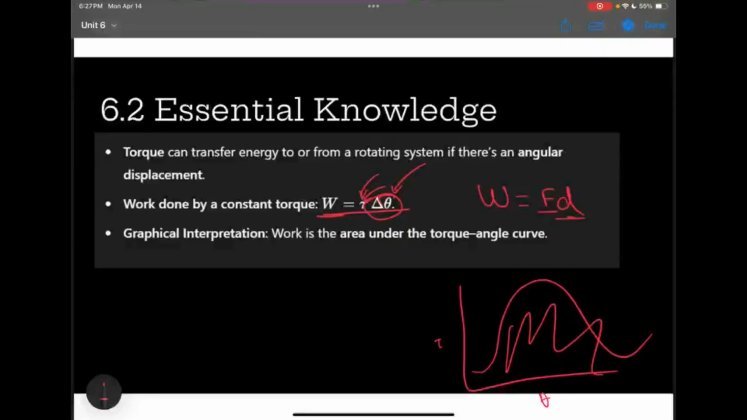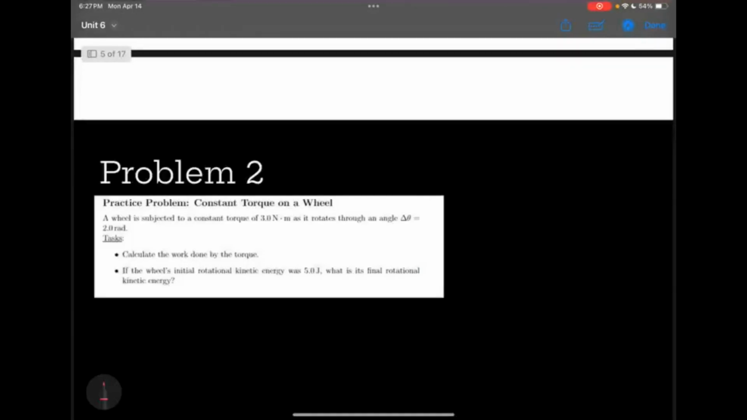That's because whenever you have a graph, an area would be like the multiplication of the y-axis and the x-axis. That's just something that's good to know. A slope would be dividing the two, and so on. Anyway, so let's go into problem 2.